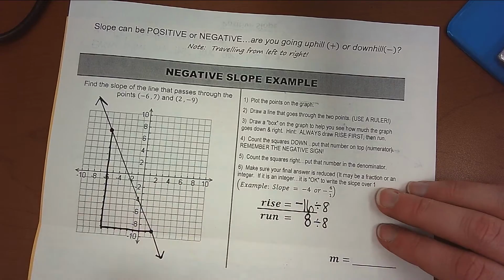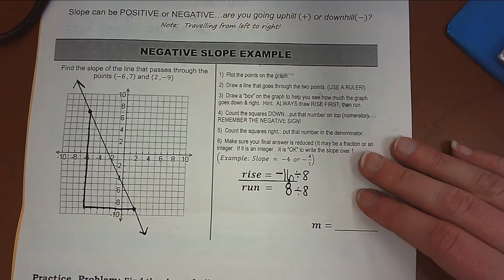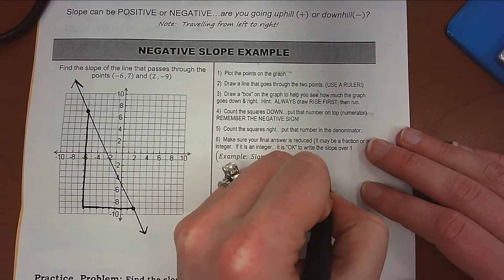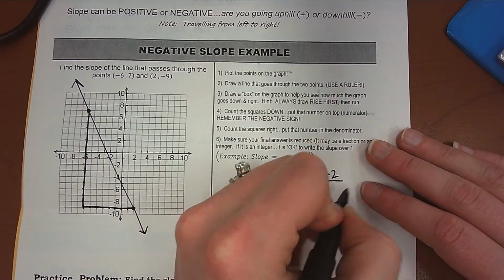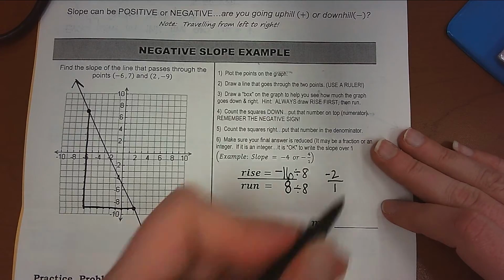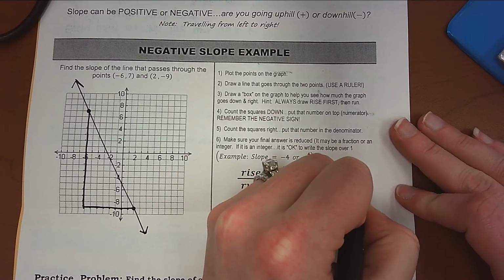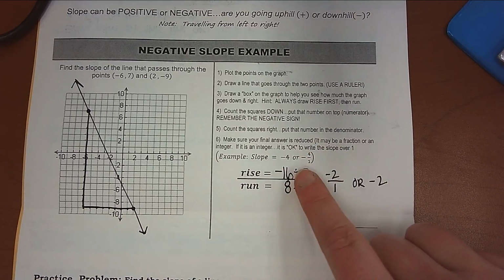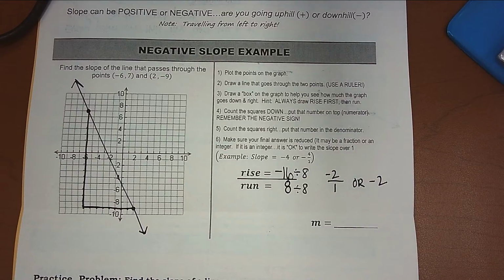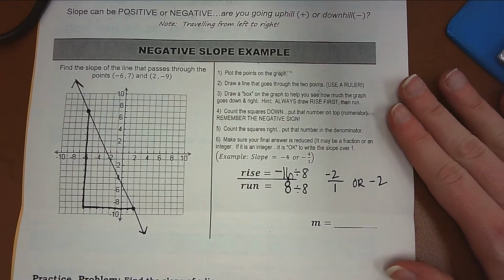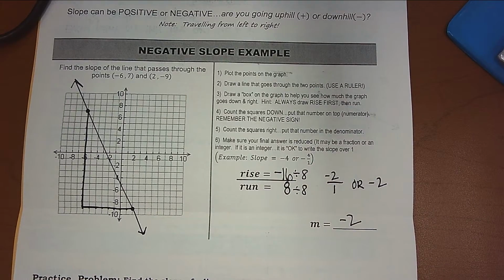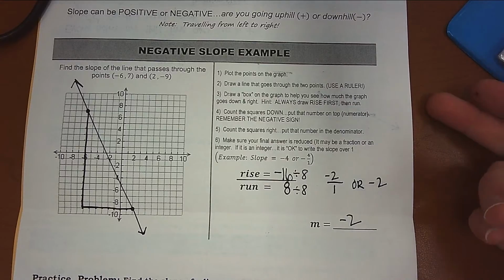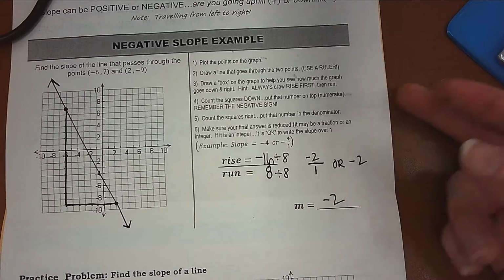So I'm going to divide top and bottom by 8. And when I do that, -16 divided by 8 is -2. And 8 divided by 8 is 1. And so I would accept -2 over 1 or -2, just like the example slope here. So on this line where it says m equals, I'm going to put m equals -2. And that is my slope.